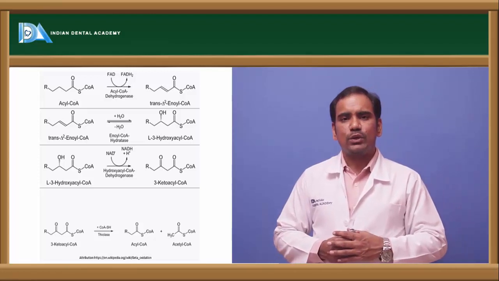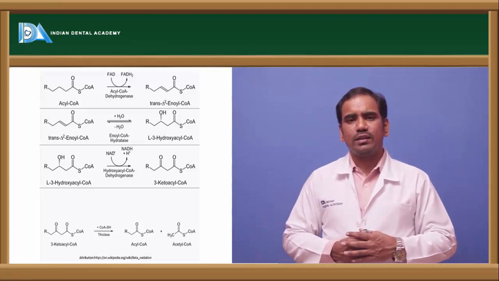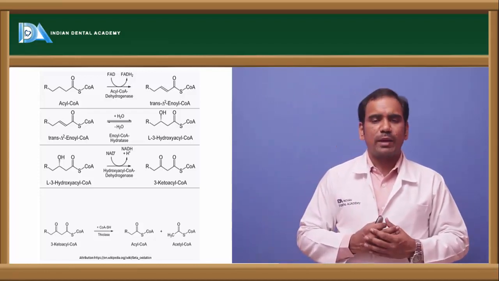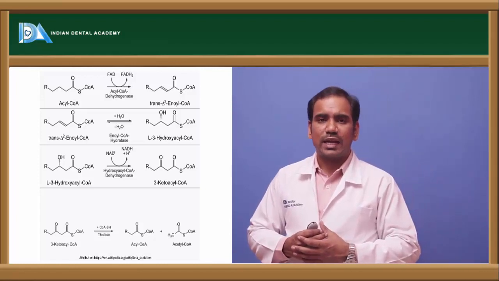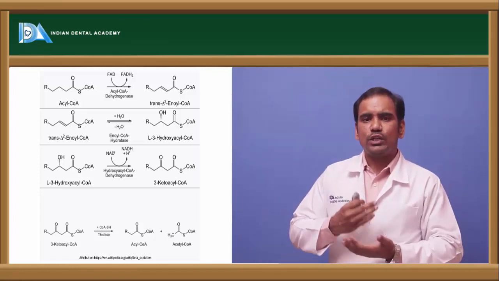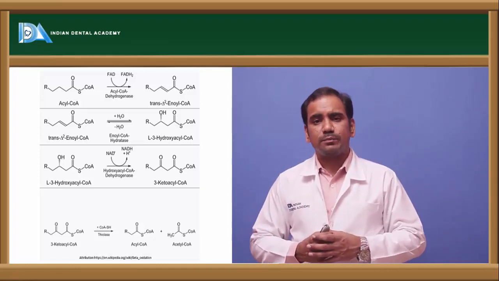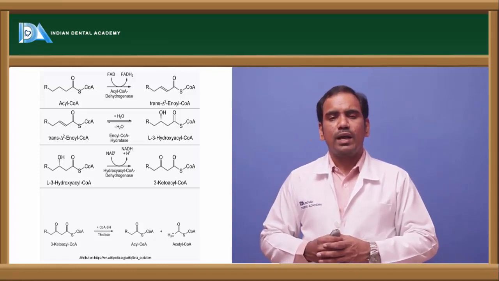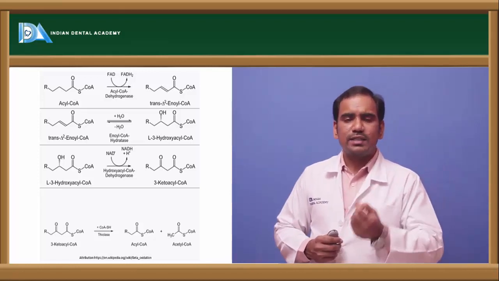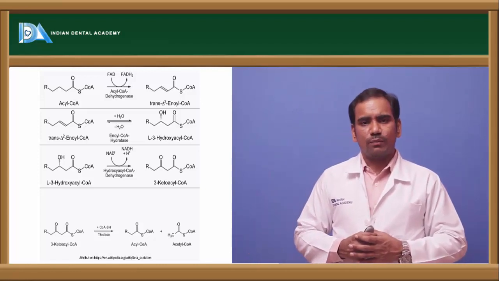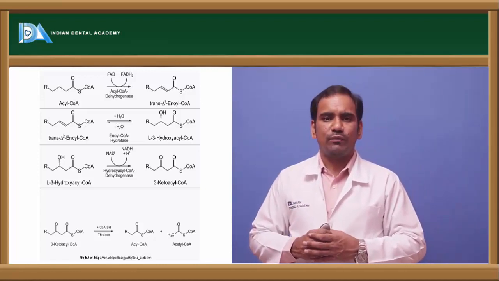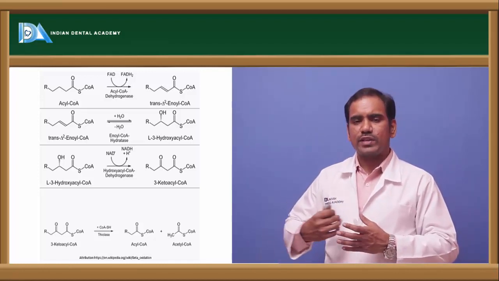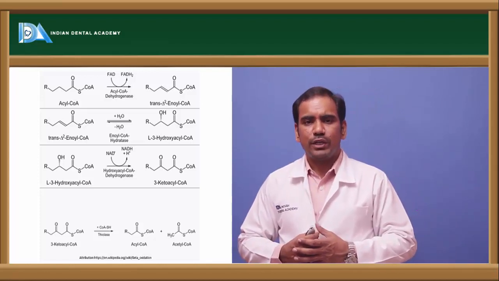Now what happens to that keto acyl CoA? In the next reaction, it is catalyzed by the enzyme called thiolase, through a process called thiolysis. It breaks the keto acyl CoA into two parts. One is acyl CoA minus 2 carbons, and those 2 carbons are removed in the form of acetyl CoA. So in a single turn of beta oxidation, 2 carbons are removed in the form of acetyl CoA. Sequentially we will remove 2 carbons in the form of acetyl CoA, and that occurs in beta oxidation.